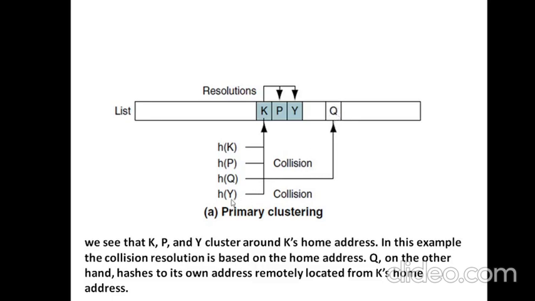And finally we want to store y, and the hash function of y also generates the same address as k. So we do the collision resolution again, and the next address is also not free because p is occupying it, so we go to the third address. If one more value needs to be stored at k, it will get stored after y. This is the basic idea of primary clustering. The values tend to cluster around the home address. Here we can see that K, P, Y are all stored around the home address, which is the address of K.